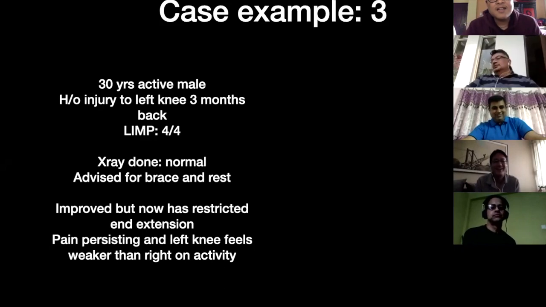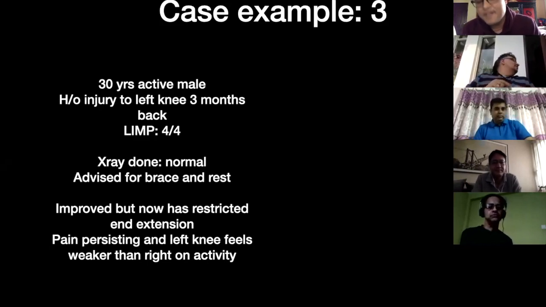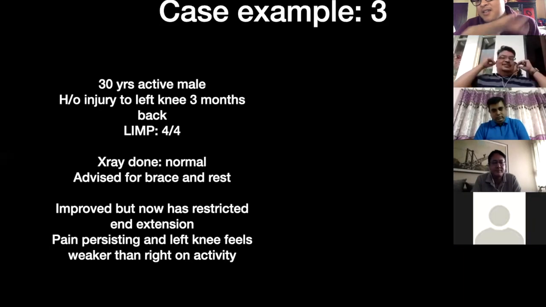30 years active male, history of injury to left knee, 3 months back. Limp was 4x4 at the time. X-ray was done and he was said X-ray is normal. He was advised brace and rest. He improved, but now he has restricted end extension of the knee joint, and pain is persisting. His left knee does not feel okay. It feels weaker, and the weakness increases with activity.